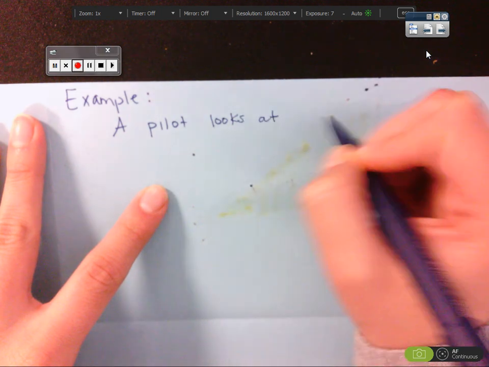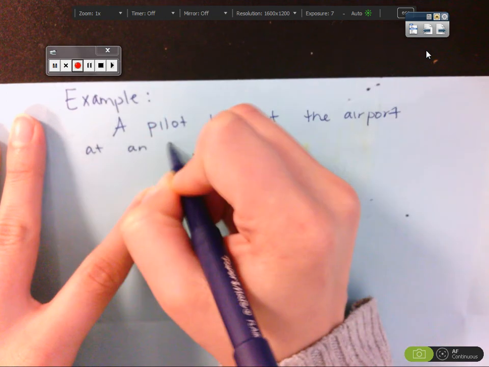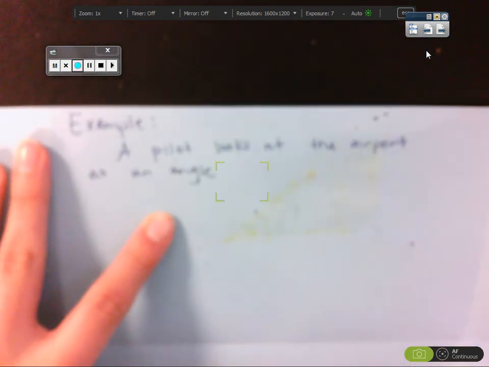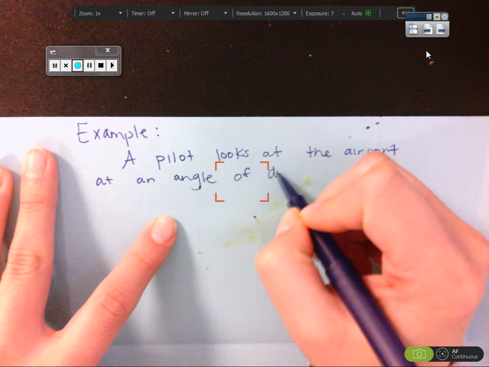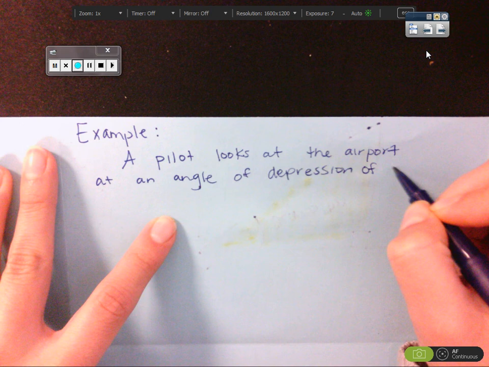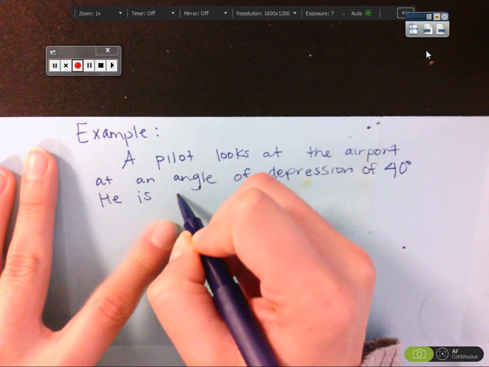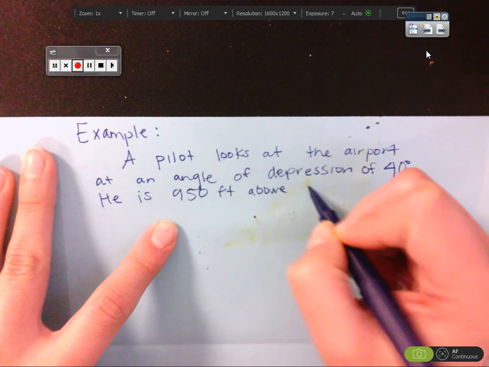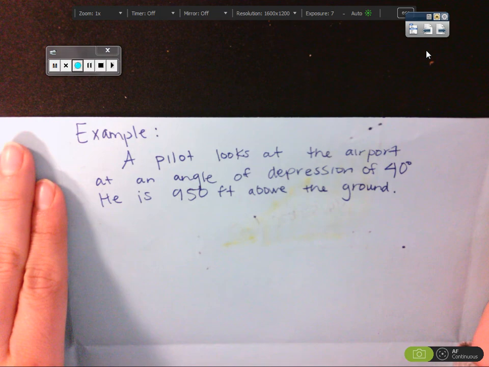A pilot looks down at the airport at an angle of depression of, we'll say, 40 degrees. He is 950 feet above the ground. So pause it if you need to write this down.